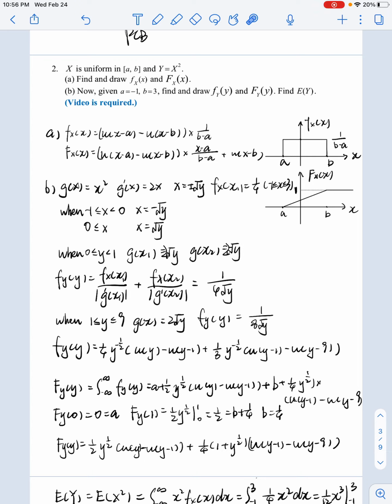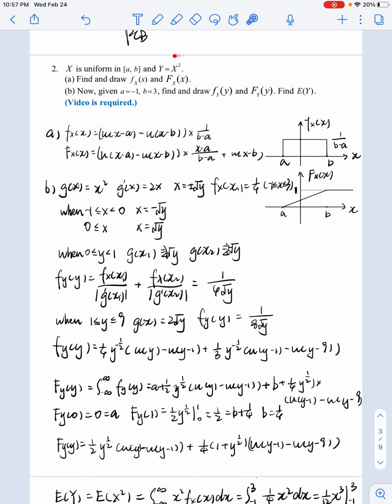We can easily find the equation by using the subtraction of the step function, so that only when x is from a to b, there would be a value for the item. So given a is -1 and b is 3, we would know that b minus a is 4, so the value should be 1 over 4.